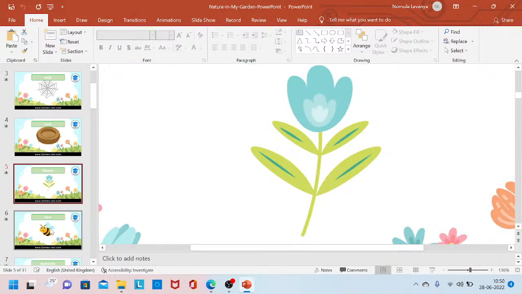Next, what do we see in the garden? Yes, we see flowers. Many flowers will be in the garden. That is the reason it is called a garden. So we see many flowers over there, pink flowers, red flowers, right? I just want to spell the word flower. F L O W E R. Flower.